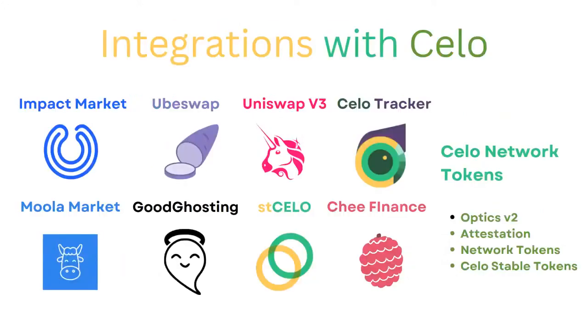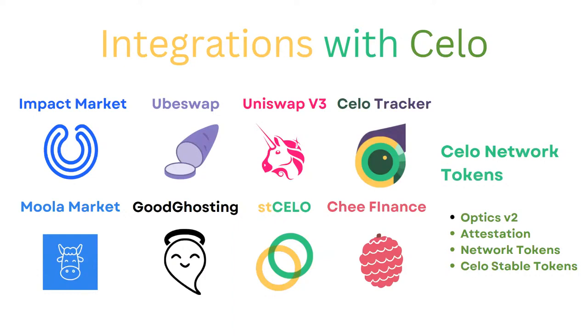When we talk about integrations with Celo, so far we have integrated with Impact Market, Uniswap, Uniswap V3, Celo Tracker, Mula Market, Good Ghosting, Staked Celo, Chief Finance, and we have a couple of network tokens on our platform as well. Optics V2, the bridge, attestation tokens, the network tokens, and Celo stable tokens. All of this data is constantly synced and available on our platform. You can get on and start running your analytics on it.